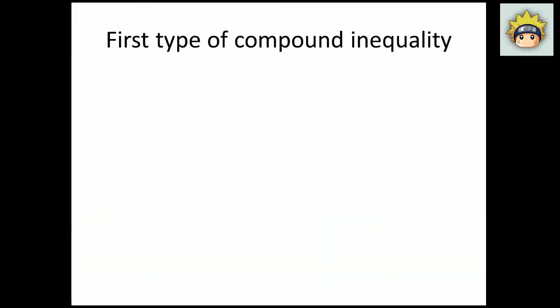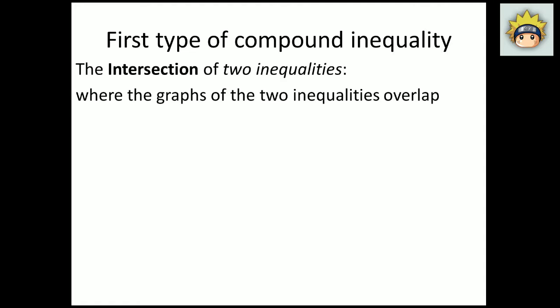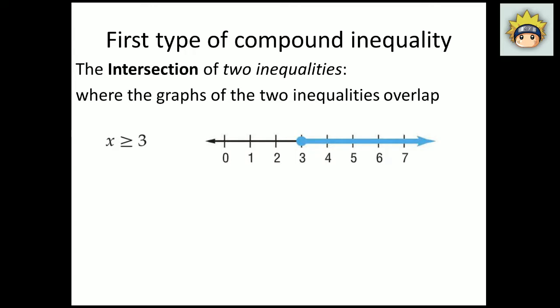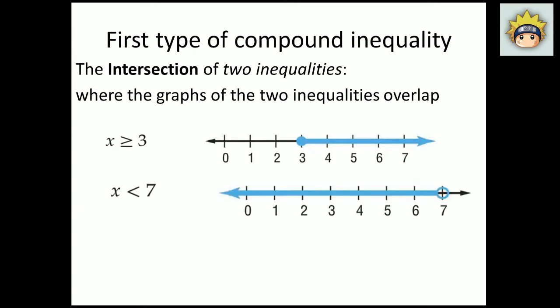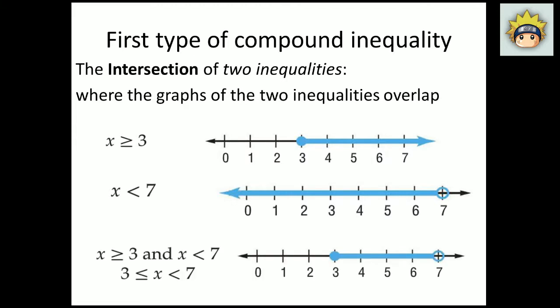So this is the first type of compound inequality, the intersection. We call the intersection of two inequalities is where the graph of the two inequalities overlapped. So we have x is greater than 3, which is our previous example, and x is less than 7. So if we found the intersection between those two inequalities, we would say x is greater than 3 and x is less than 7. So notice how I just get this graph, which is x is greater than or equal to 3, and x is less than 7, and you put them together.